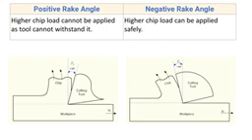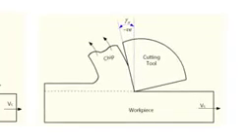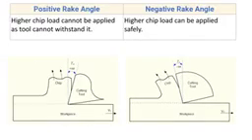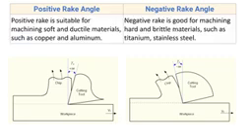Now with negative rake angle, higher chip load can be applied safely. There is more material at the tool tip, and this material makes the cutting tool strong. So we can use this cutting tool at a higher feed rate, and higher chip load can be applied safely.